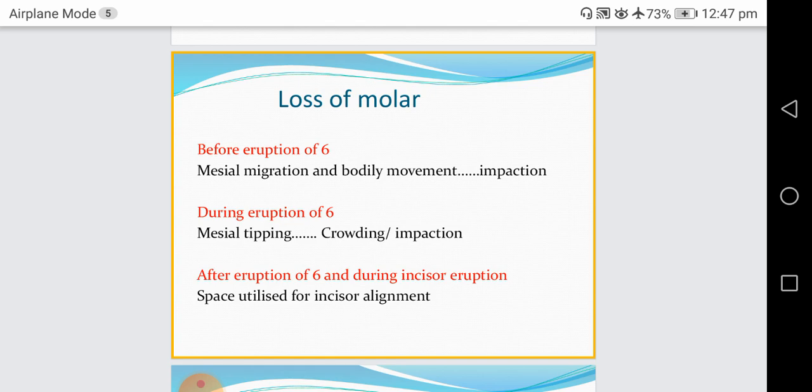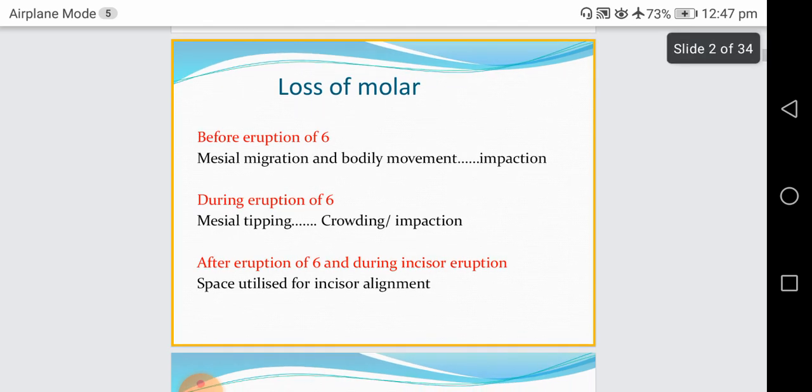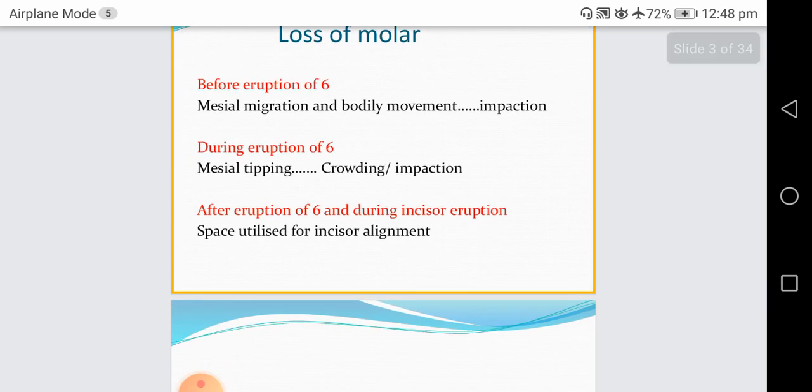If it is lost after the eruption of 6 and during the incisor eruption, then that space will be utilized for incisor alignment, meaning the space of E will be utilized for incisor alignment. So these are the sequelae of early loss of teeth, and in order to prevent this, we need to give space maintainers in order to maintain the space for eruption of 5.